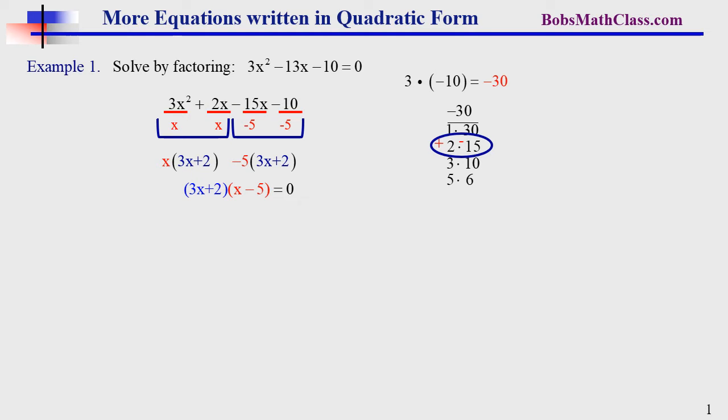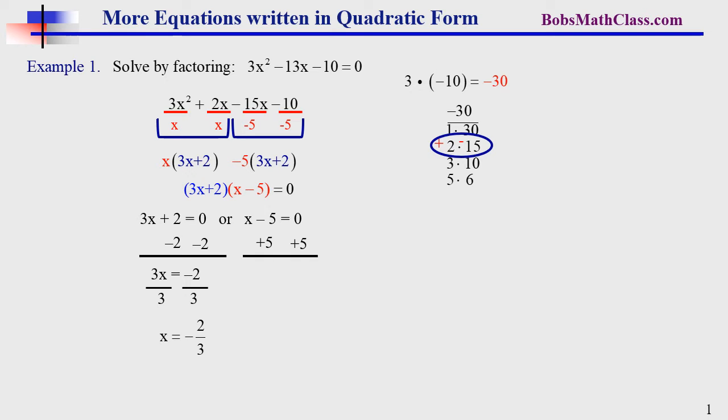Now we could set them both equal to 0 and solve each equation. So on the left, subtract 2, then divide by 3. So we get x equals -2/3. And the one on the right, add 5 to both sides, and then you're done. X equals 5. So we have two answers, -2/3 and 5.